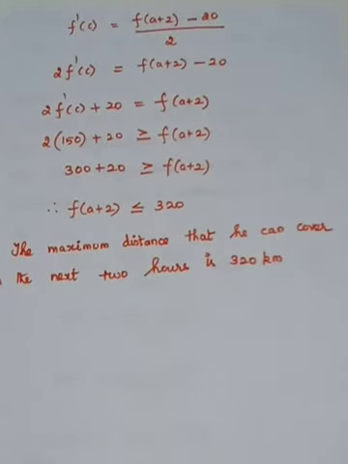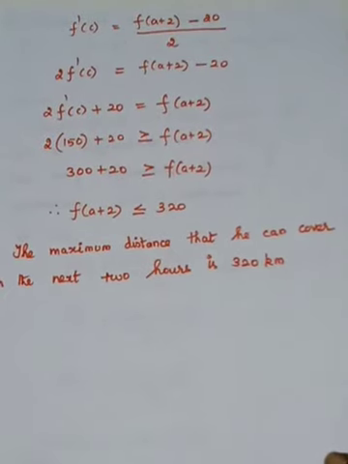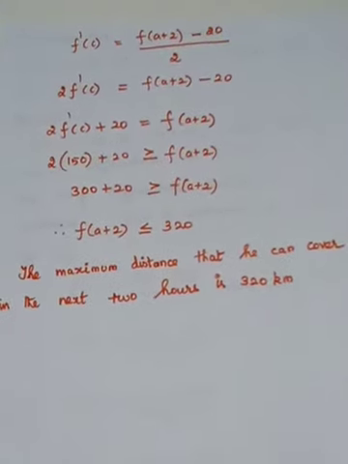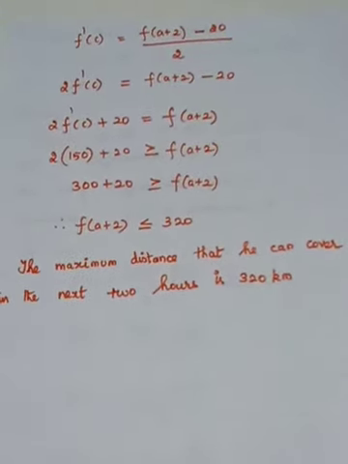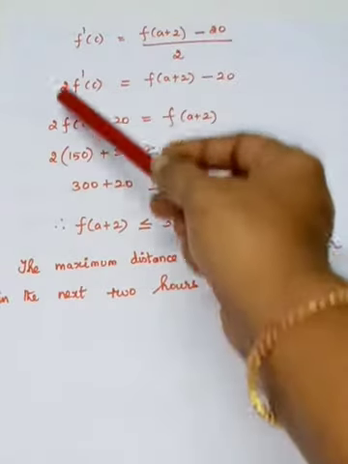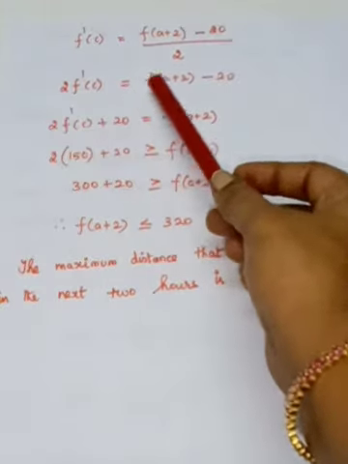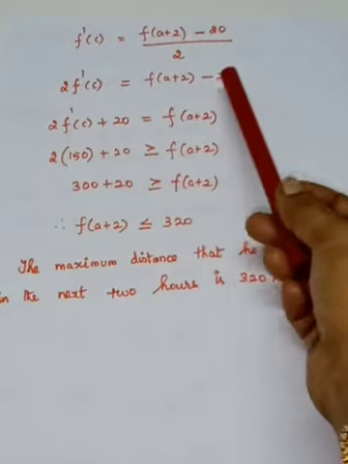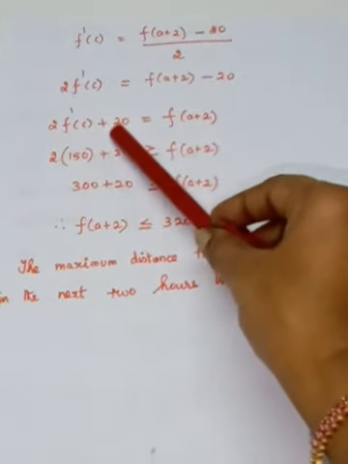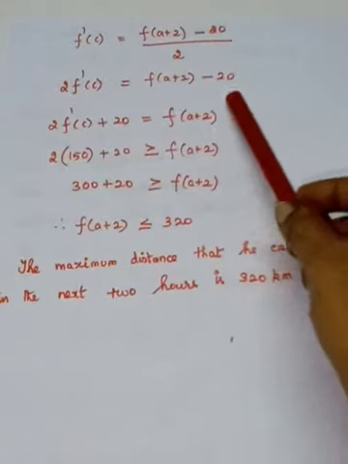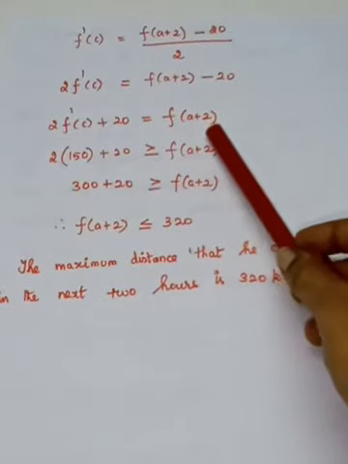Next, f dash of c is equal to f of a plus 2, and what is f of a? We have taken it as 20, divided by 2. This 2 we can cross multiply. 2 into f dash of c is equal to f of a plus 2 minus 20. The minus 20, when you bring it to the other side, becomes plus 20. That is equal to f of a plus 2. This only we have to find.